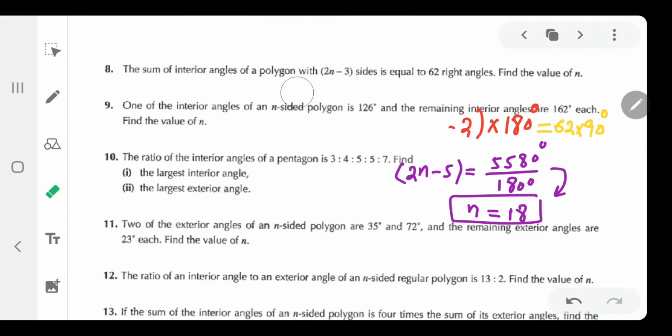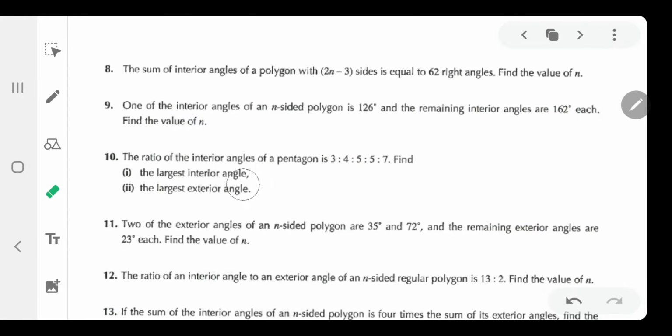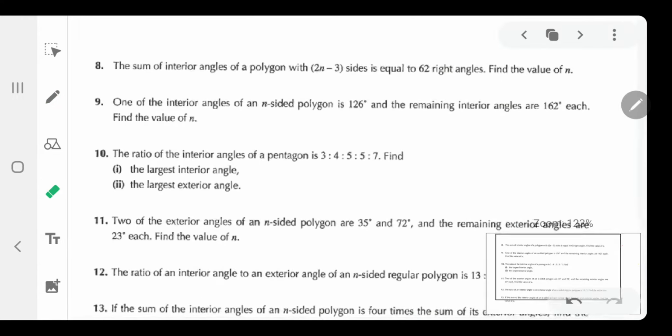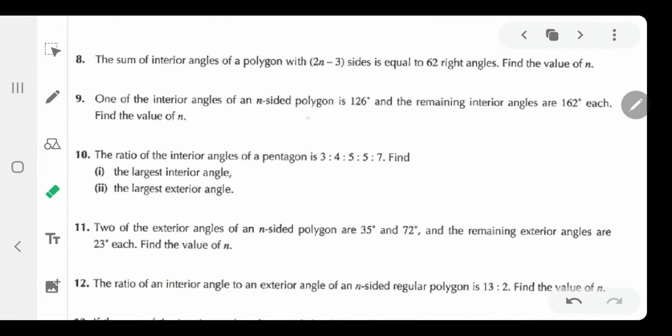So now I move to the second part. It's question number 9, which says that one interior angle of an n-sided polygon is 126 degrees and the remaining interior angles are 162 degrees each. For example, if a polygon has n sides, it must have n angles, right? So if one of the interior angles is 126, this is the first interior angle, and the remaining interior angles are 162 each.